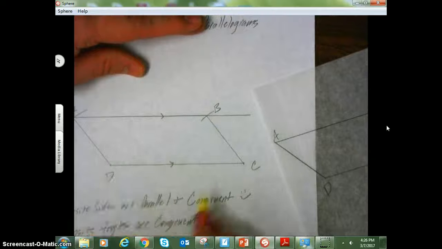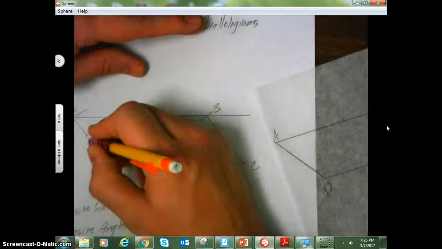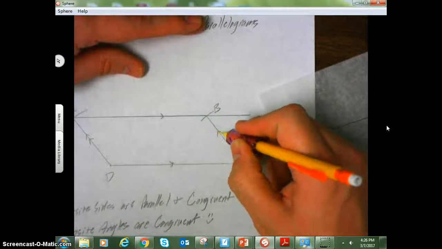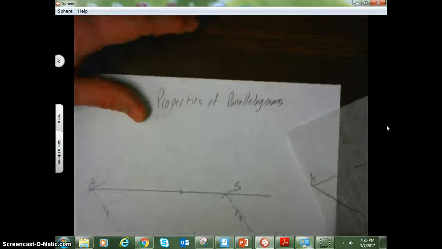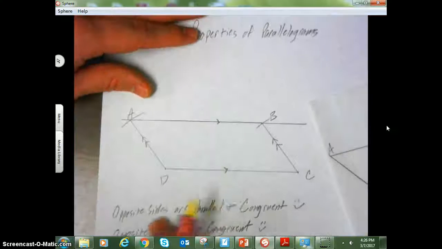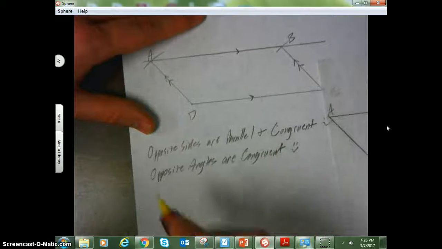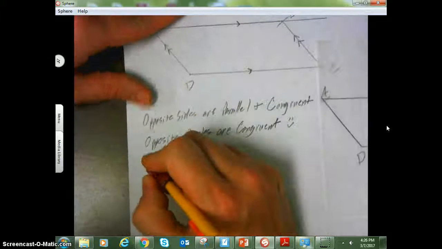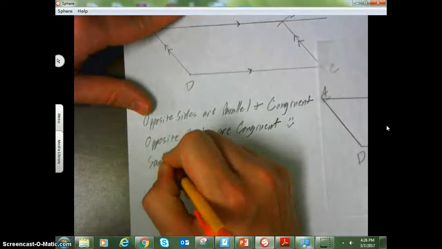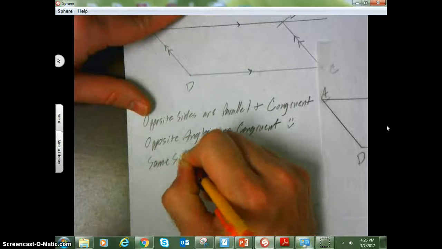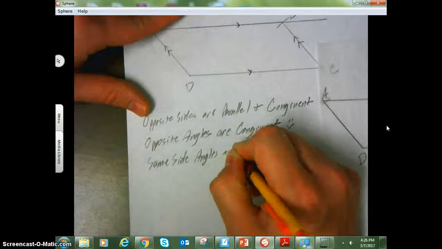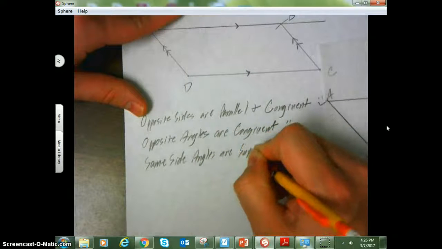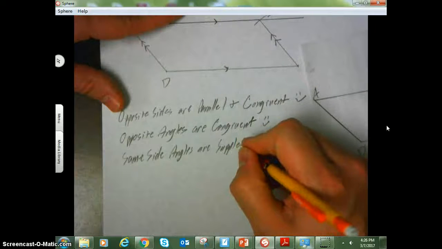If A and B are supplementary and D and C are supplementary, then that means that AD and BC have to be parallel to each other, which again reinforces the name parallelogram. The opposite sides are parallel and congruent. So here we can also say that the same side angles are supplementary.